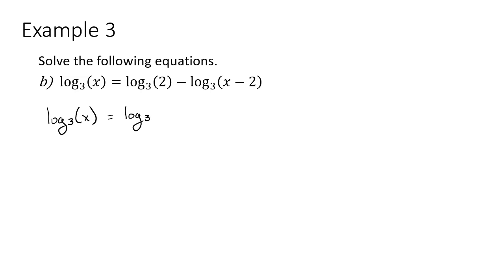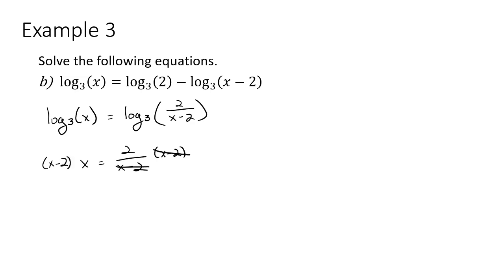On the right-hand side, this time it is the subtraction of two logarithms, so it's going to correspond to division on the inside. So this would be log base 3 of 2 divided by x minus 2. Now that we've got a single log on both sides, we can set the stuff inside equal to each other. So this rational equation we want to solve by getting rid of the fractions. We're going to multiply both sides by x minus 2.